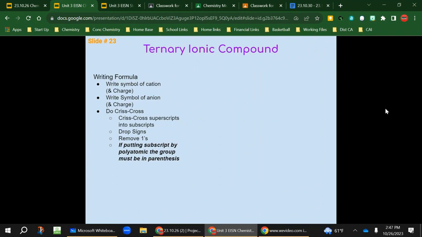Here's the good news. I'm changing no rules on you. You're just crisscrossing the other number. We're changing no rules on you. Write the symbol of the cation and the charge. We said write the symbol of the metal and the charge. The metal is a cation. I'm not changing the rule on you. Write the symbol of the anion and the charge. But now the anion may be a group. We still write it, put the charge with it. We do the crisscross of the superscripts into subscripts still. Why?